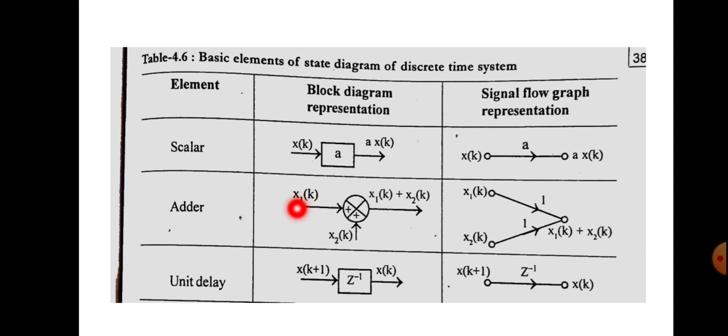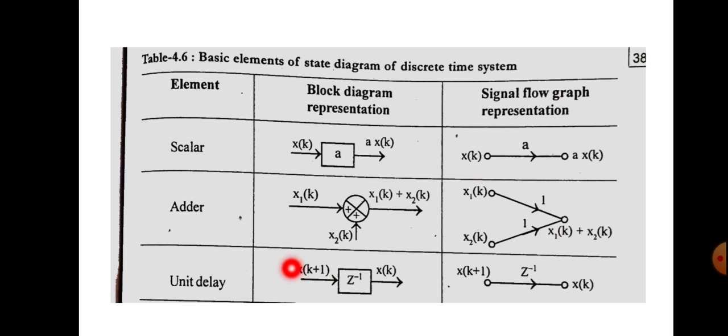Here the discrete time signals are x1 of k and x2 of k. We are adding these two signals by using this adder. So at the output we are getting x1 of k plus x2 of k. The unit delay element is represented by Z inverse. This is an important notation.